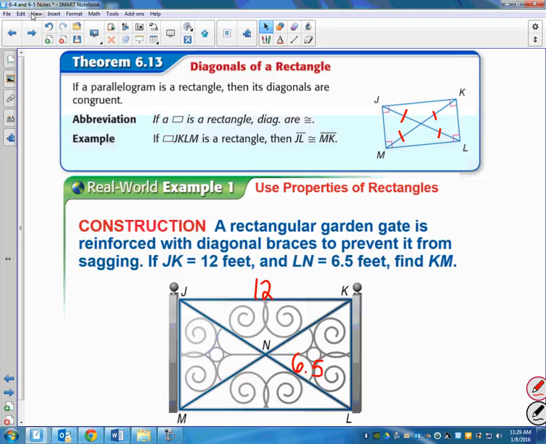So if this is 6.5, that means this is 6.5. That means this is 6.5. That means this is 6.5. So do we even really need that 12? So it was just giving us useless information here. So to find KM, it's just 6.5 plus 6.5, which is 13.